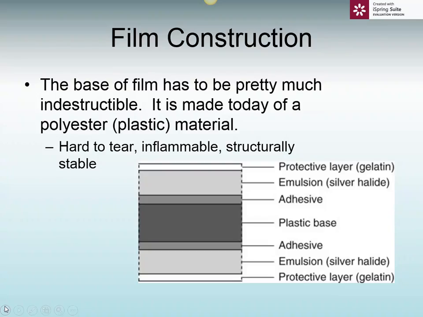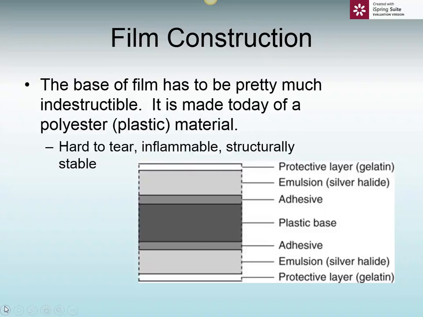We've gone today to a film base that's made up of a polyester. Okay, and as I list here, it is very, very hard to tear. It is not flammable and it's structurally stable. It is not going to deteriorate over time. It's not to say that the emulsion doesn't, but the film base itself does not. If you look at the way this cutaway is put there, the middle part says the plastic base, and what that is actually referring to is the polyester base.